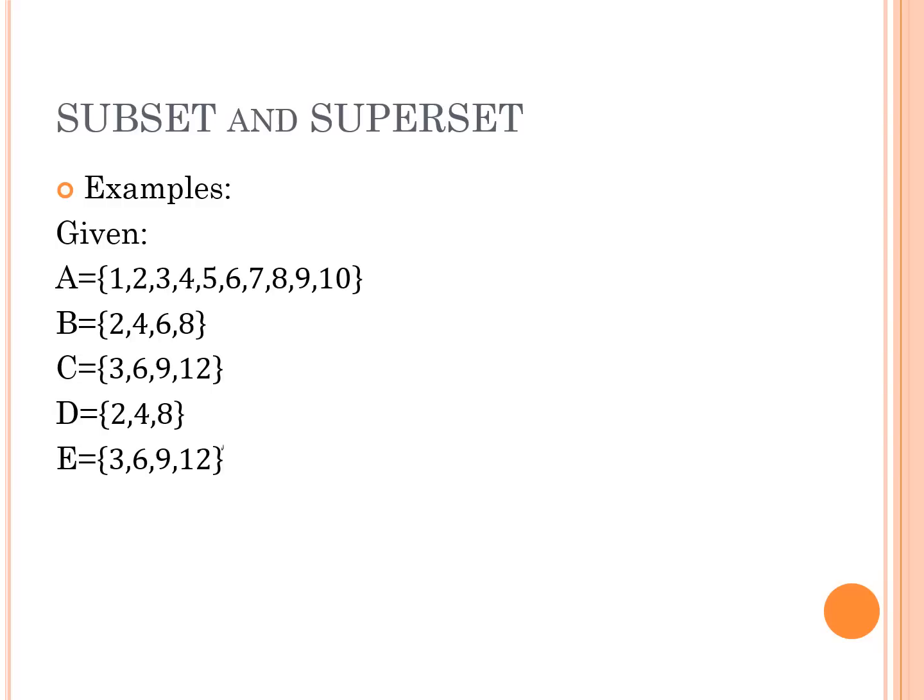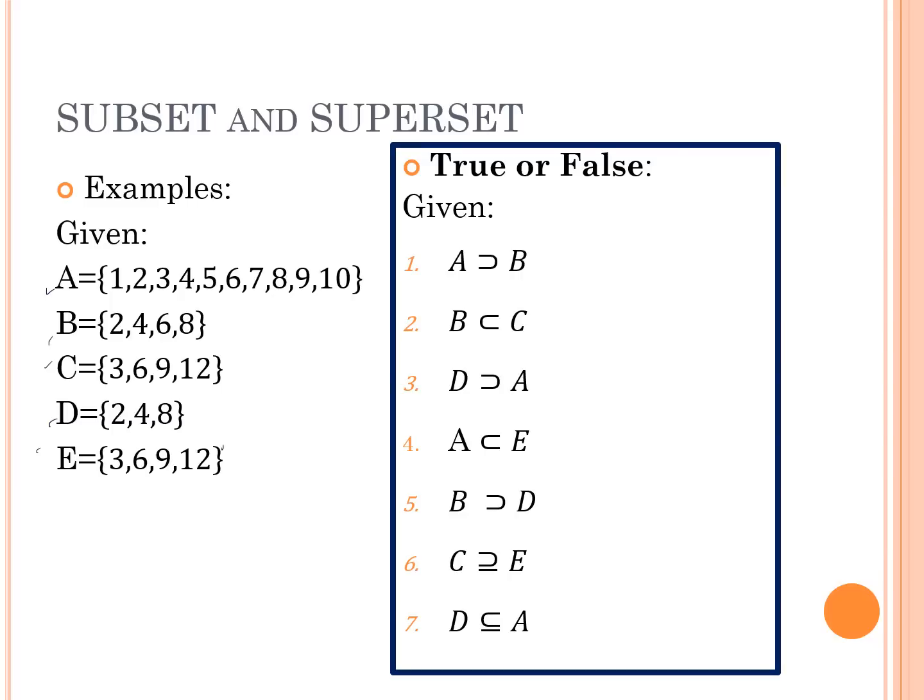There are five sets. Set A with elements from 1 to 10. Set B with elements 2, 4, 6, and 8. Set C with elements 3, 6, 9, and 12. Set D with elements 2, 4, and 8. And set E with elements 3, 6, 9, and 12. So we are just going to answer whether the following is true or false.